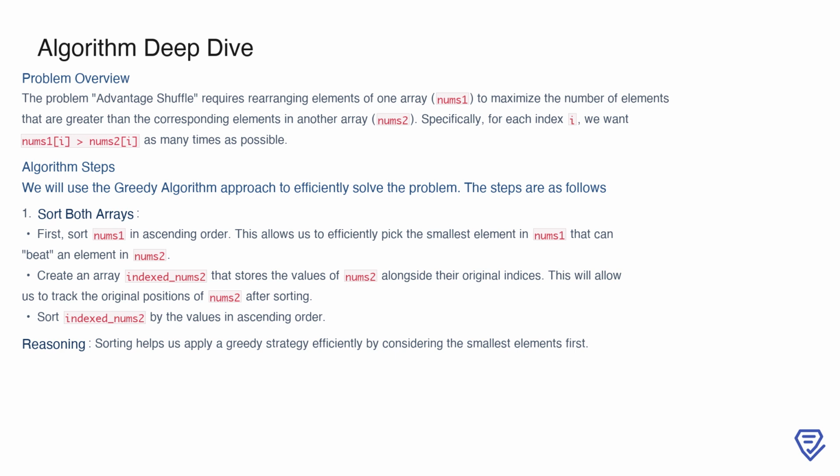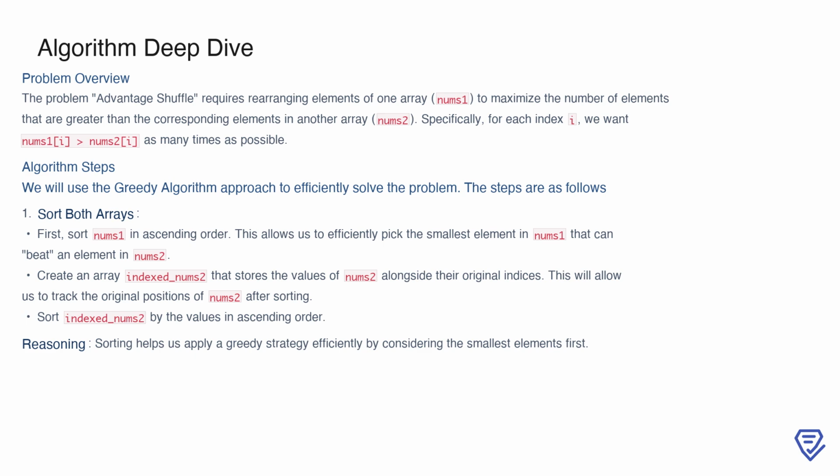First, we sort nums1 in ascending order, making it easier to find the smallest element that can beat a given value in nums2. Next, we create an array called indexed_nums2, where each element is paired with its original index from nums2. This step ensures that, even after sorting nums2, we can match results back to their correct positions. Sorting both nums1 and indexed_nums2 allows us to efficiently apply the greedy strategy, focusing on pairing the smallest elements first to maximize the advantage.